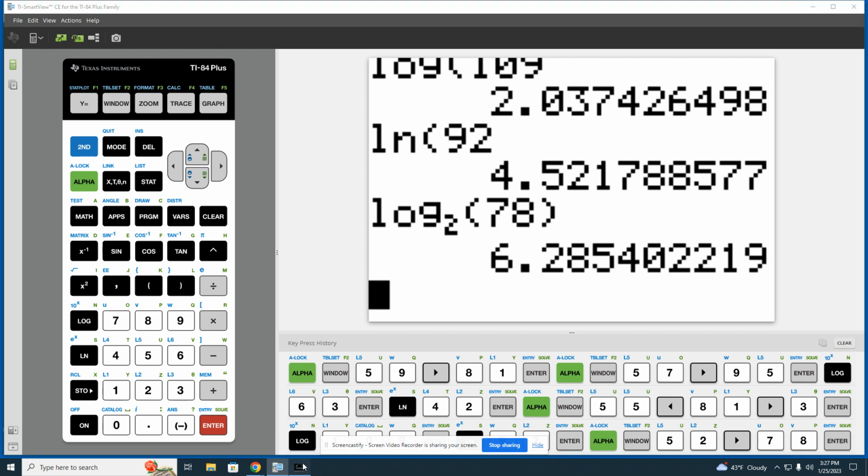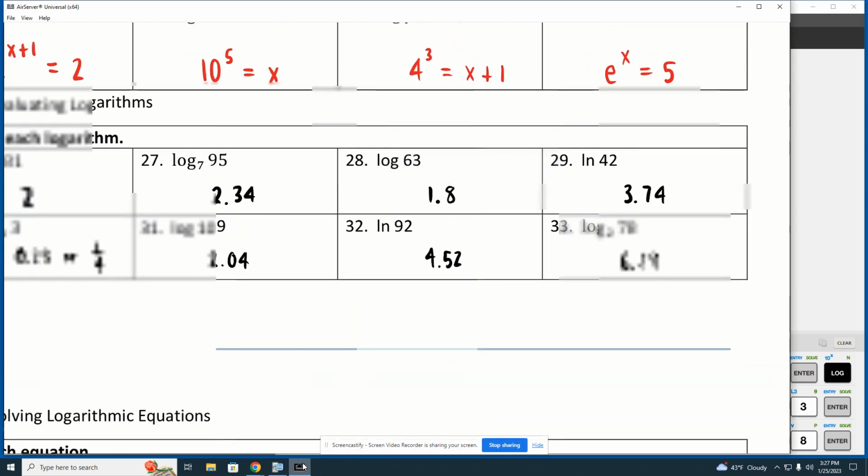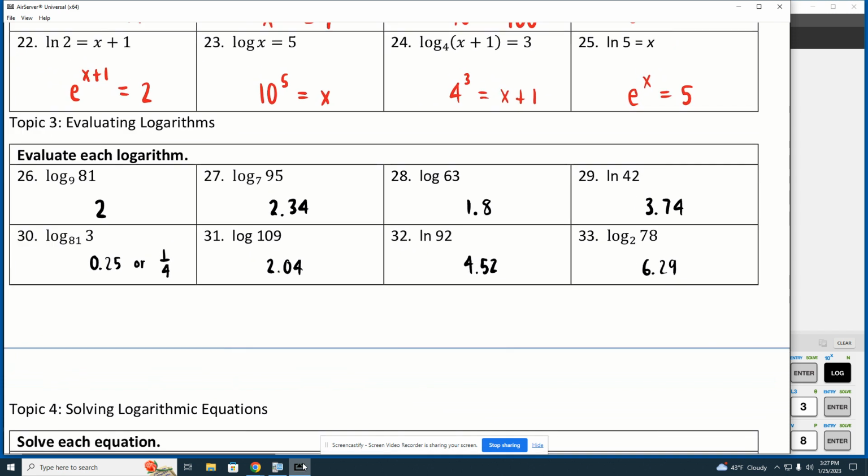Okay, so let me go back to my paper, and we'll go back and forth a little bit whenever calculators are needed. But there you have all those values that all you had to do was use your calculator to solve. Should be pretty simple. Let's keep on moving.